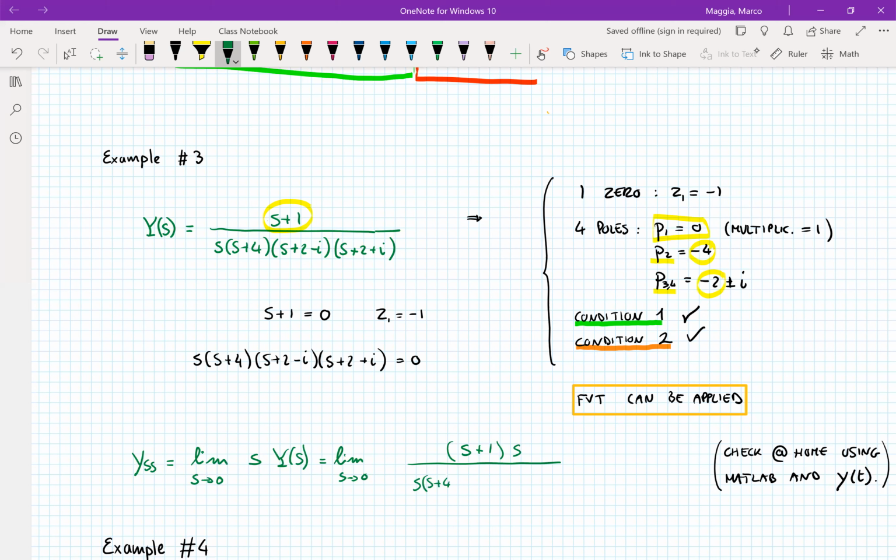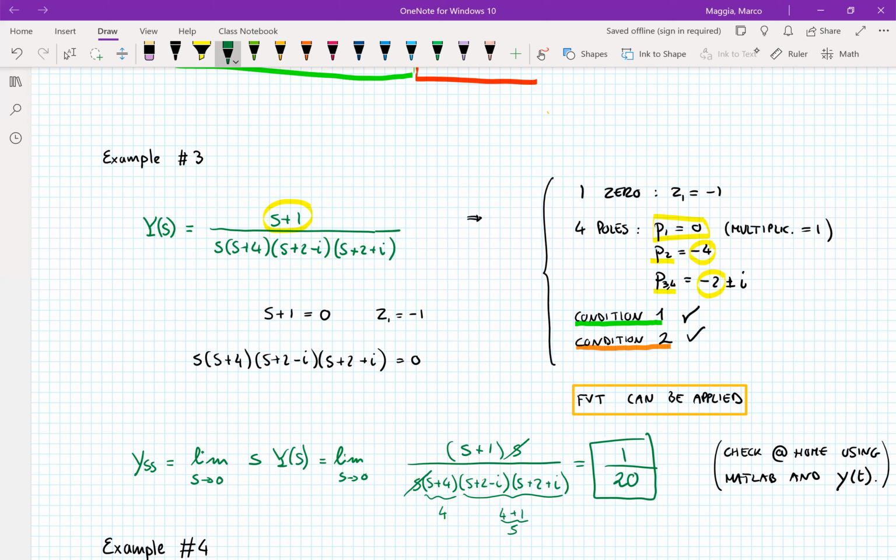So in this case, S cancels out, substituting S equals 0, we're left with 1 over, and here we have 4, and here we have 4 plus 1, 5. So 4 times 5 equals 20. So the final value of this function is equal to 1 over 20.